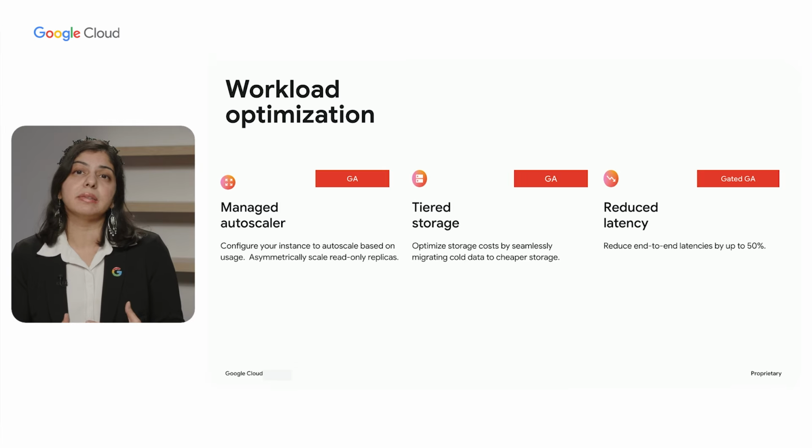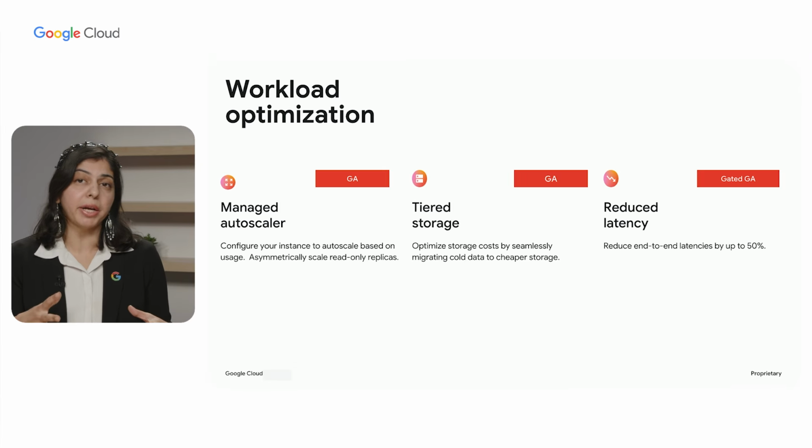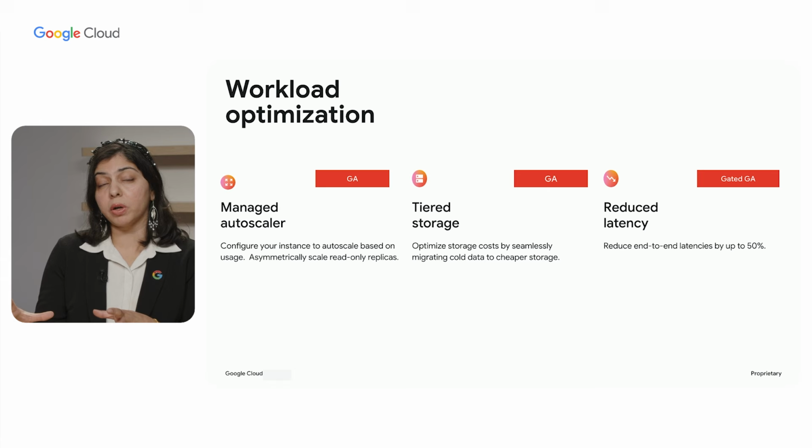There you go. My data footprint is massive. Is there a way to make sure my old data isn't sitting on expensive hardware? Wow, you're getting some great points there. And that's where tiered storage steps in. Spanner automatically optimizes your storage costs by seamlessly migrating cold data to cheaper storage.